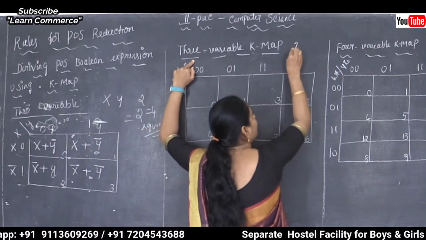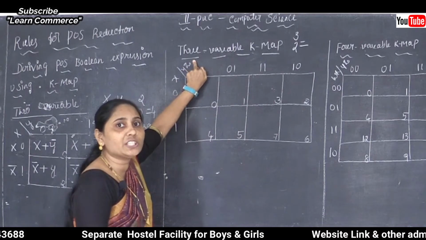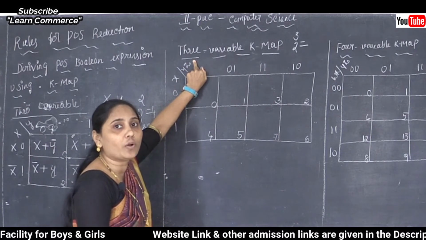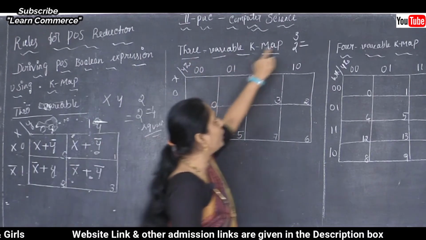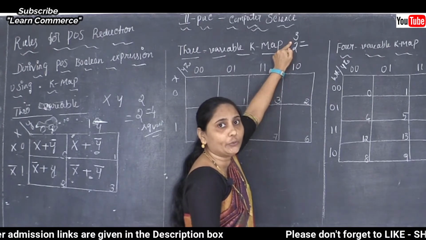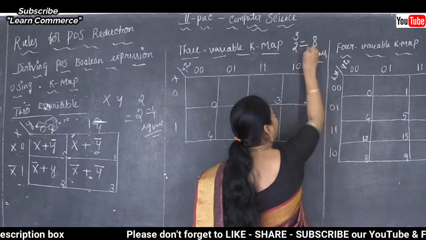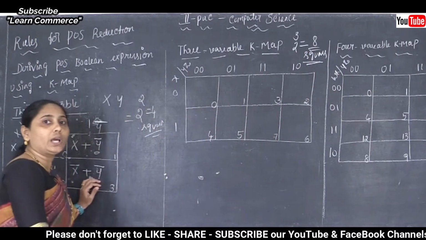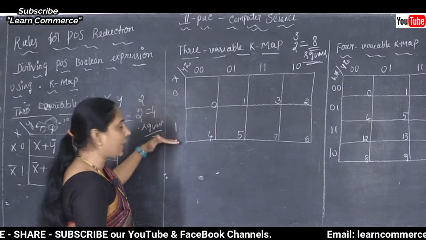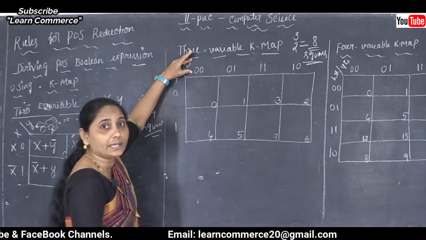We know that to get a 3 variable K map, how many squares do we need? The total number of squares is equal to 2 to the power of the number of variables. So the number of variables is 3. When you multiply 2 into 2 into 2, we get how many squares? The squares are 8 squares. Clear this point here? The total number of squares is 8 here, and we know that this is the x set, correct?